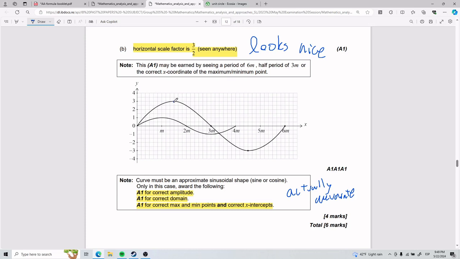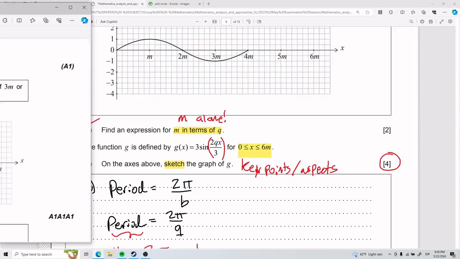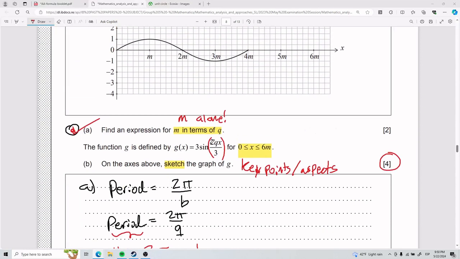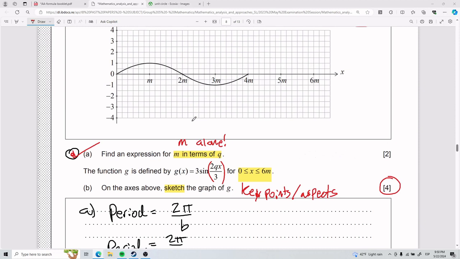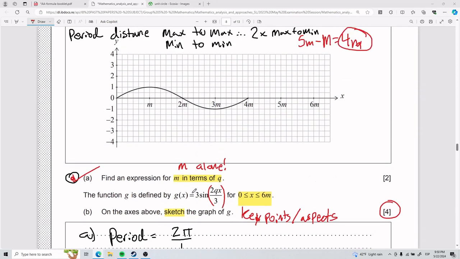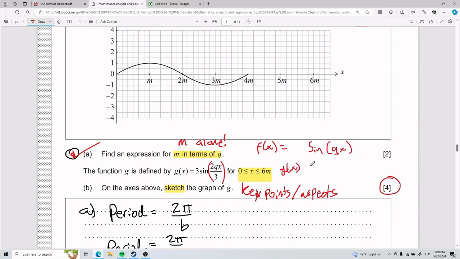These points that they're putting here are not just any points. It's the max and min. It's the x-intercepts. And we're about to find out how to get those specific points with certainty, all right? So the main idea we have to follow through with is that they're asking you to sketch something which looks similar to f of x. So how did f of x look? They gave us that f of x was sine qx. And now they gave us g of x, which is 3 sine parentheses 2qx divided by 3.